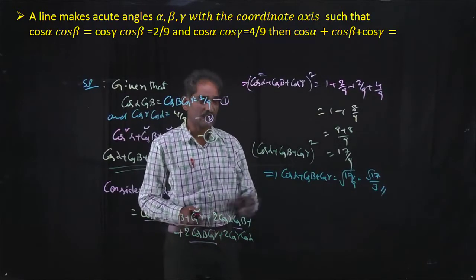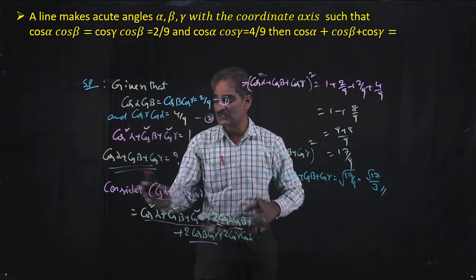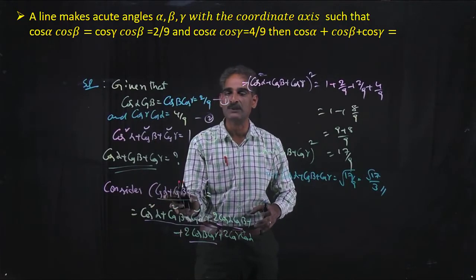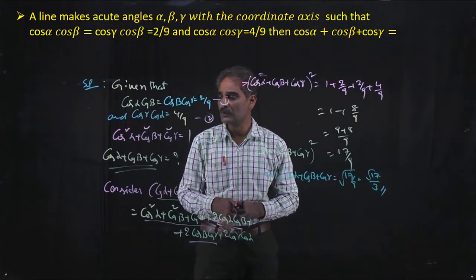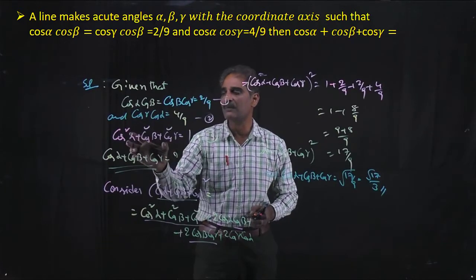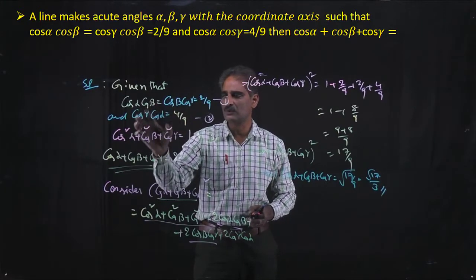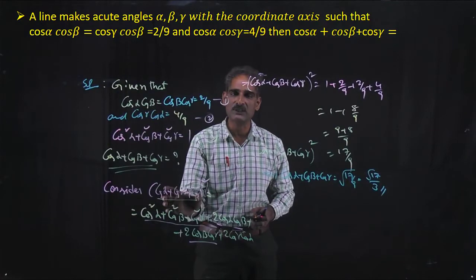Okay, so for this expression we have to consider (cos alpha plus cos beta plus cos gamma) whole square, because we have the values for this type of expressions. Just these terms only are possible from this expression.